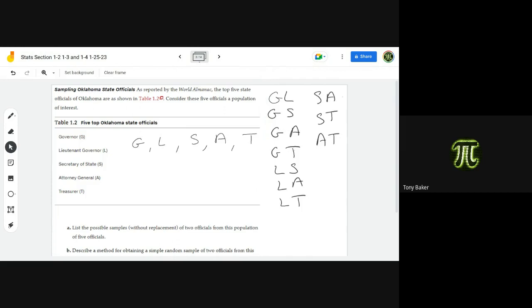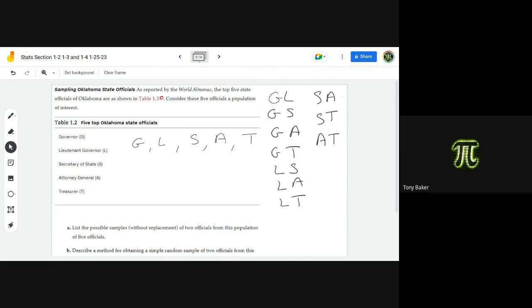Since the question was asking that we should be listing the possible samples of 2 officials from the population of 5 without replacement. Without replacement. So that's why we wrote only GL, but not GL and LG, because LG would be the same combination of those 2 people.